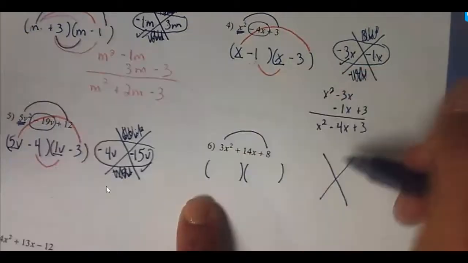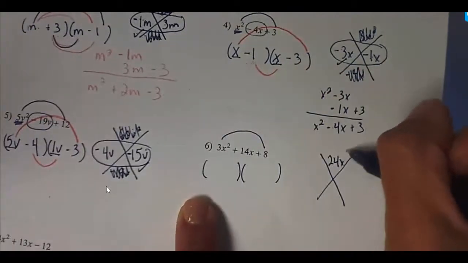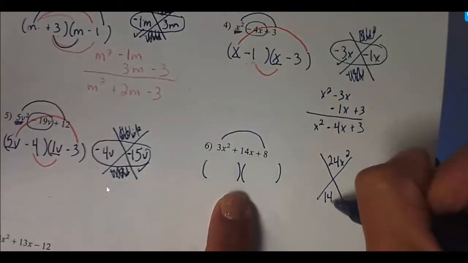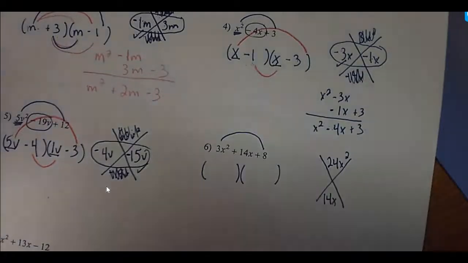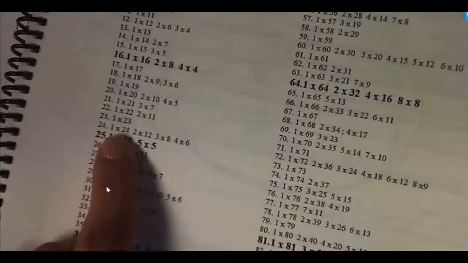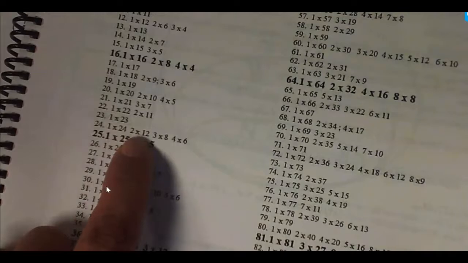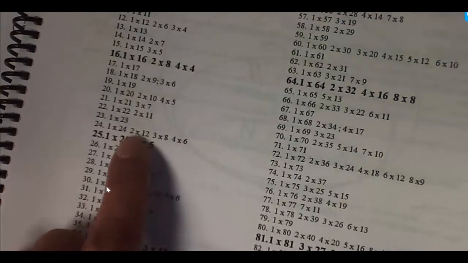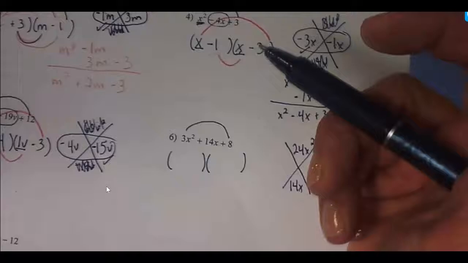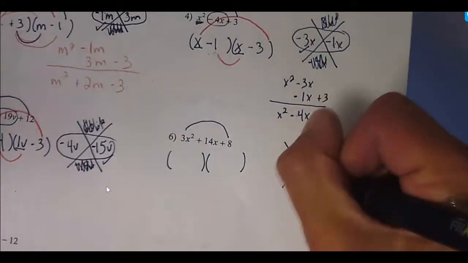So multiply those for 24x squared. The 14 goes in the bottom. And now I need factors of 24 that make 14. So if you don't know them, which of these will make 14, whether I add or subtract them? And that would be our 2 and 12. So I'm going to put 2x and 12x.